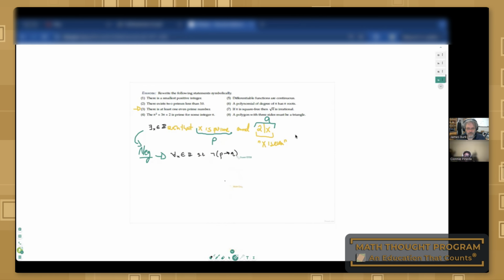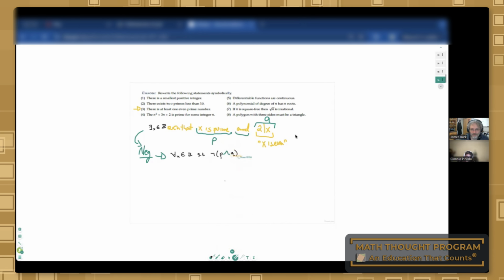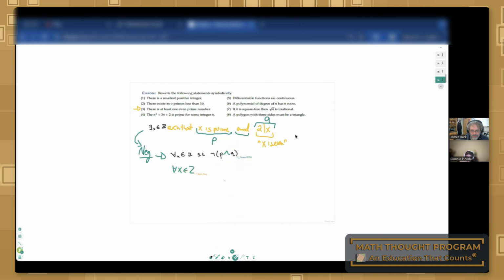let's take that arrow out and see the word and. It'd be or. We'll do that. Okay, so for every x inside Z, such that not P or not Q.